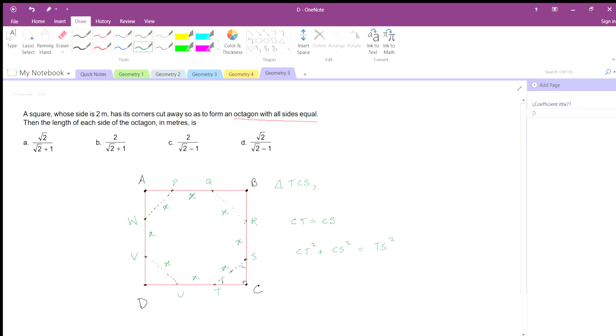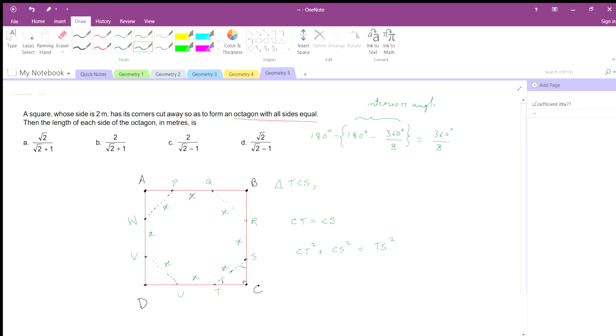Now look at this. This is a regular octagon. How do you find the interior angles in a regular octagon? It's 180 degree minus 360 degree by the number of sides, which is 8. This gives you the measure of the interior angles.